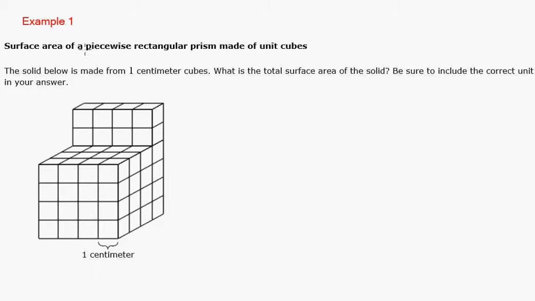Very interesting. But we're still working on surface area. So think of it this way. Let's say we want to paint this figure. How much paint do we need? Or if we're going to wrap it with some material on the outside, how much do we need? Okay, so the solid is made from 1 centimeter cubes. What is the total surface area of the solid? Be sure to include the correct unit in your answer.